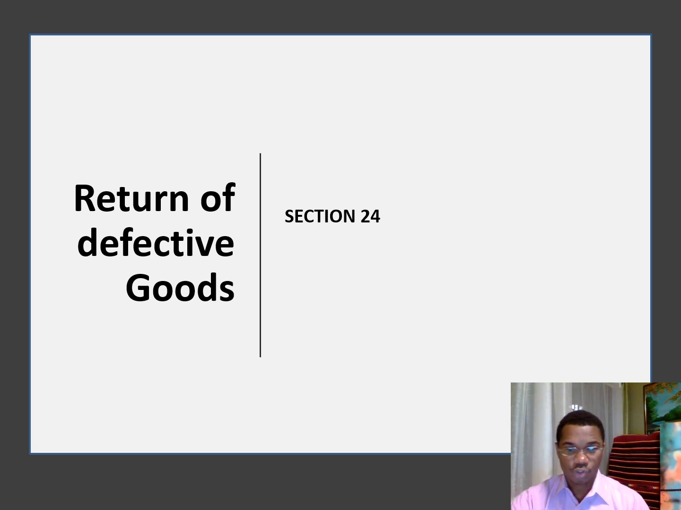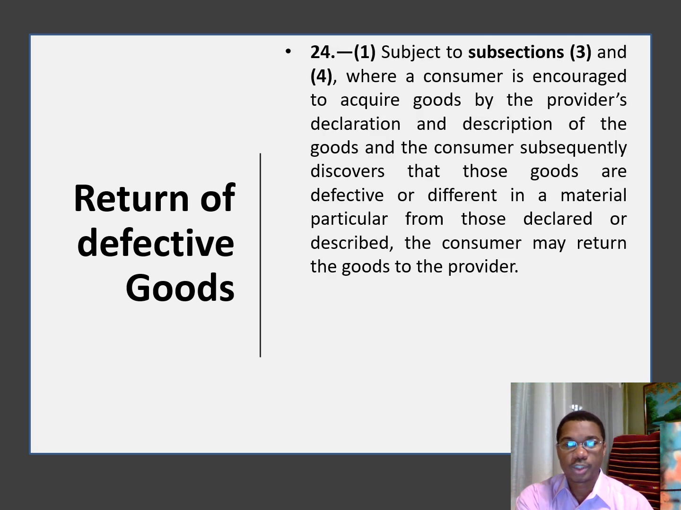So that brings us to section 24, which deals with return of defective goods. So section 24 subsection 1 says, subject to subsection 3 and subsection 4, where a consumer is encouraged to acquire goods by the provider's declaration and description of the goods, and the consumer subsequently discovers that those goods are defective or different in a material particular from those declared or described, the consumer may return the goods to the provider.